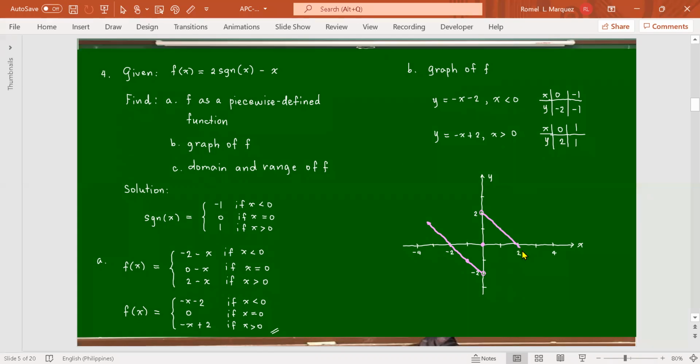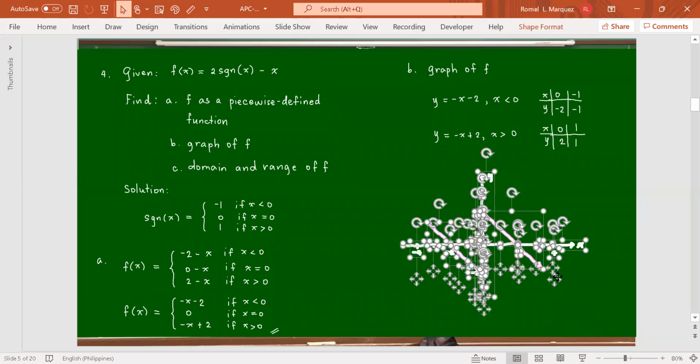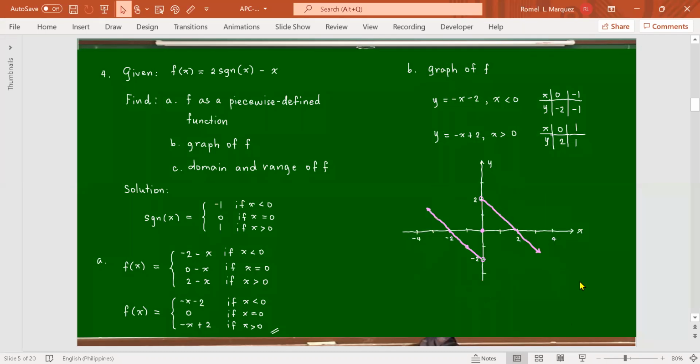Okay, that's it. That's the graph. Any question, children, with the graph? Guys? So what's the domain, guys? What's the domain? Guys? What's the domain?